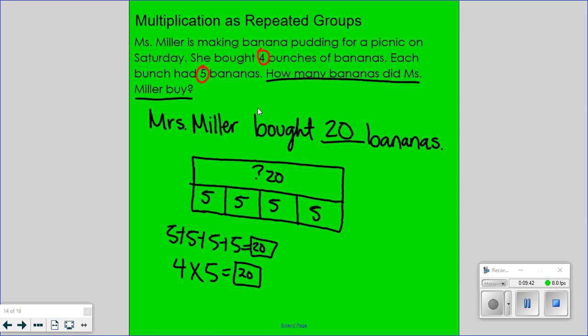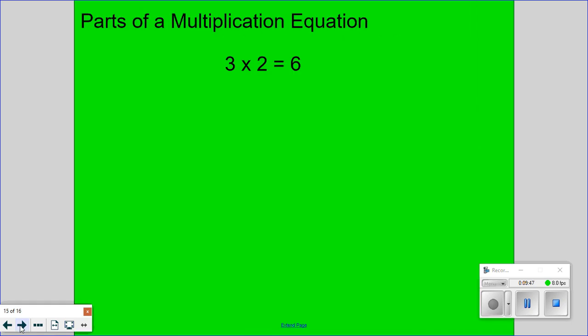I want to go over some vocabulary. So go ahead and title it Parts of a Multiplication Equation, and then write that equation underneath. I want to just talk about some vocabulary that you're going to see. Who can read this equation to me in English? Translate that into English. Go for it, Zach.